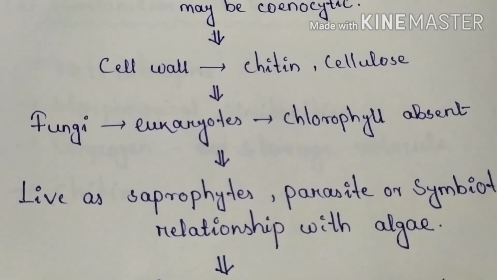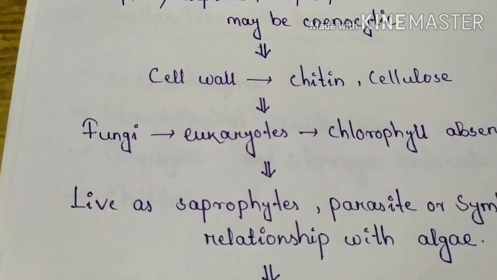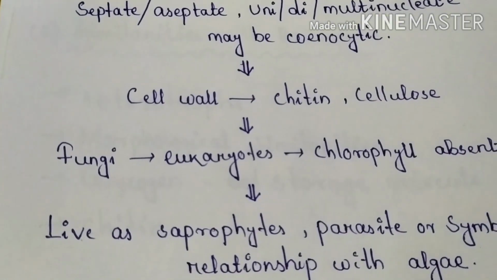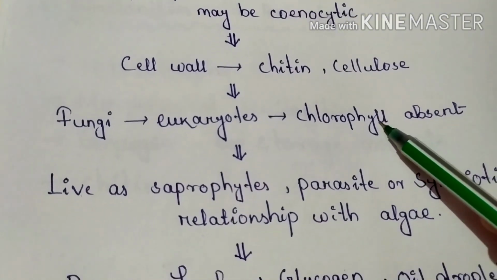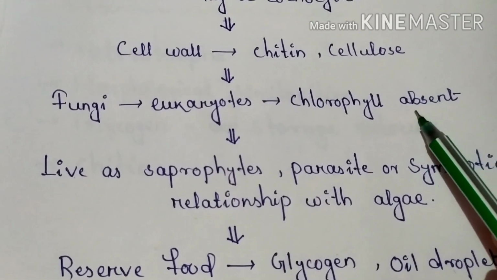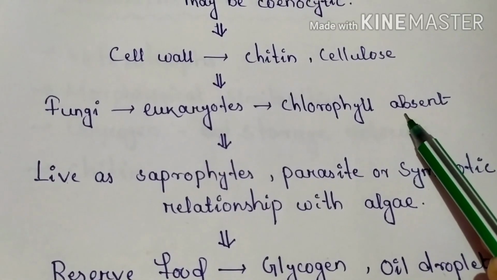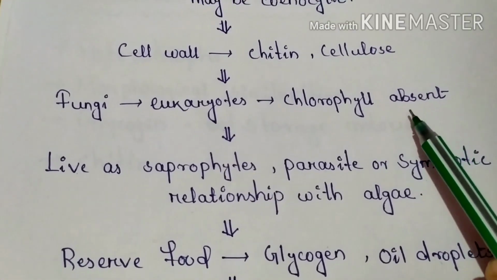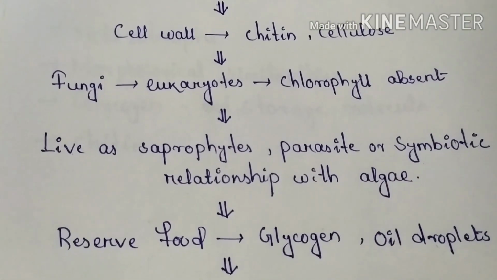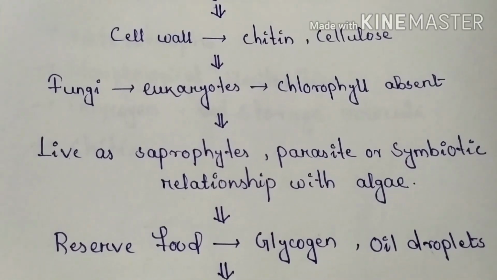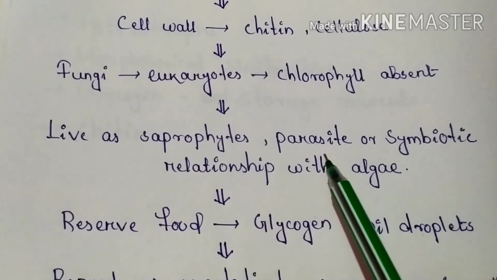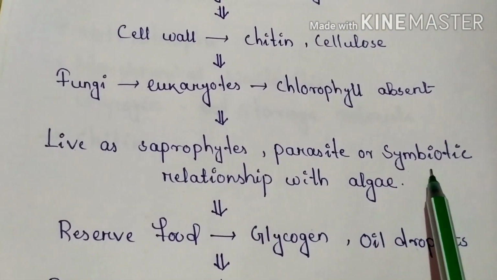But as we previously discussed, in fungi chlorophyll is absent. So they cannot produce their own food. For food, they depend upon others. This character is known as heterotrophic condition. If they depend upon others for their food, how do they collect their food? For food, they live in three conditions, that is saprophytic condition, parasitic condition, or symbiotic condition.